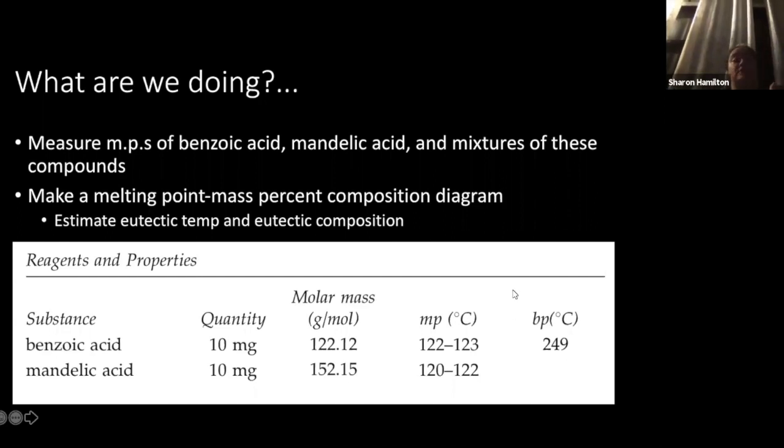What are we doing explicitly for this week's lab? As I've said before, you're measuring the melting points of benzoic acid, mandelic acid, as well as mixtures of these compounds. In the chart on the slide right now, you see the melting point information for both benzoic and mandelic acid, and you can see that it's in a similar range.